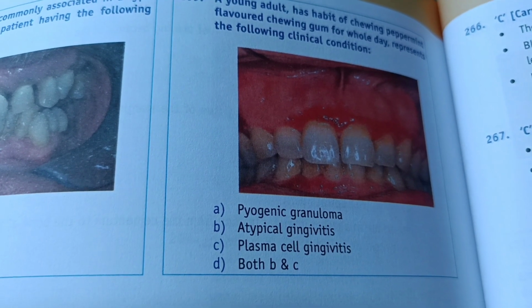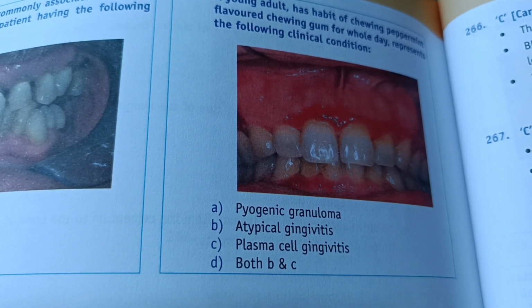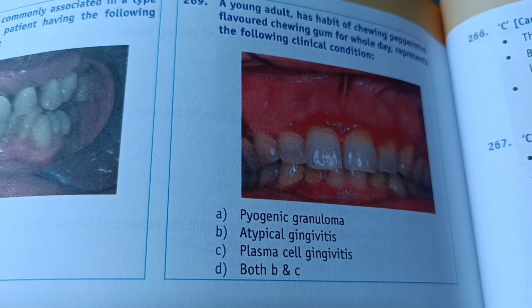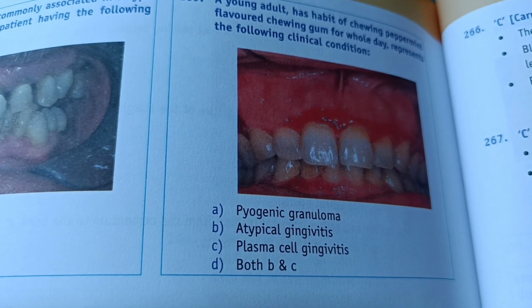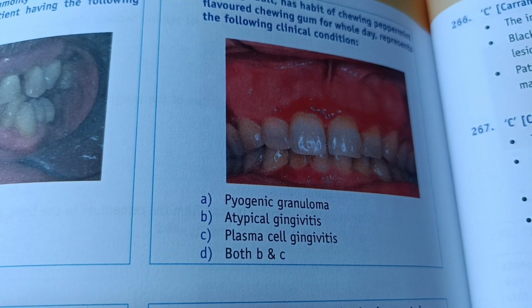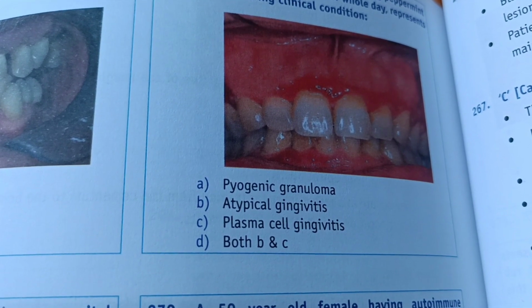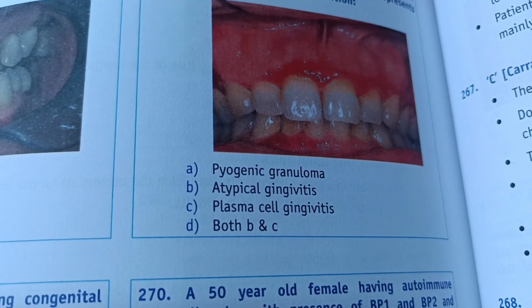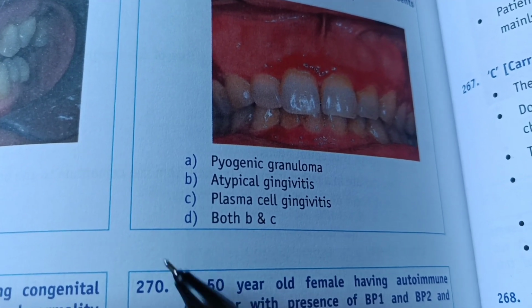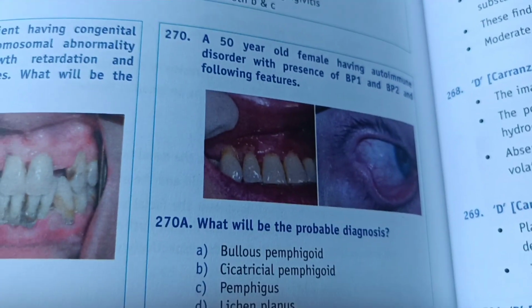Why? Because plasma cell gingivitis is thought to be allergic in origin and possibly related to components of chewing gum, dentifrices, or various diet components. It is also known as atypical gingivitis, because plasma cell gingivostomatitis is also called atypical gingivitis. So basically both are right answers, so option D is the right answer. Okay, now come to the next question.